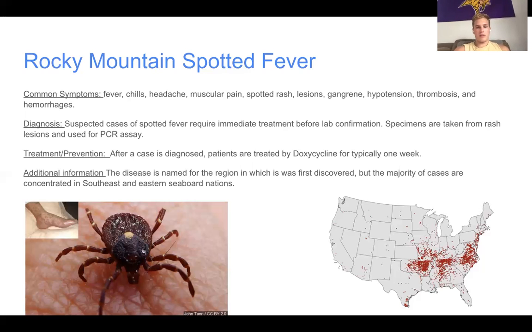Hopefully after that week, you would start to experience just mild symptoms, or hopefully it would go away altogether. And then, as I talked about, the majority of the cases are concentrated in the southeast and eastern seaboard regions, and we do see a little bit in the Rocky Mountain regions here. So this is the U.S., but it gets a little more east, as you can see, towards the coast and up in the Maryland region too a little bit. But that's all about it for Rocky Mountain Spotted Fever. Hope you guys enjoyed.